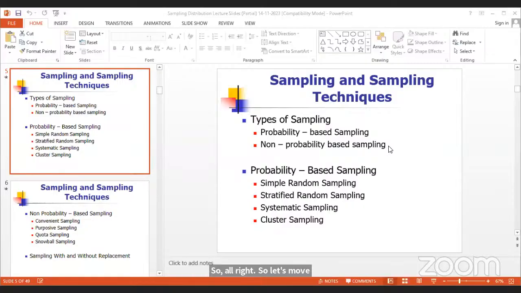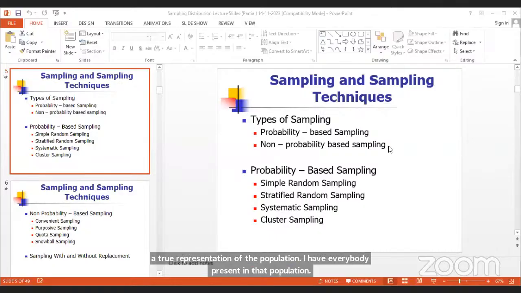Okay, so let's look at the advantages and disadvantages of stratified sampling. From the way I've explained the procedure, you will agree with me that the outcome of that selection will give a better representative of the population, especially when the population is heterogeneous. So I'm rest assured that my selection is a true representative of the population. I have everybody present in that population. All right, so that is stratification.